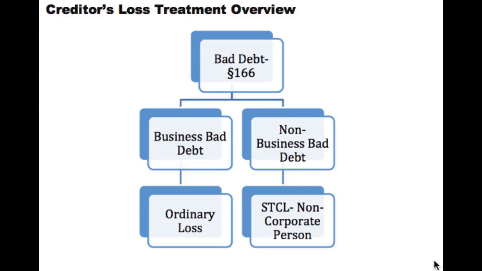In this video from accounting101.org, we're going to go over creditor's loss treatment and when it will be business bad debt and when it will be non-business bad debt. And this all stems from section 166.